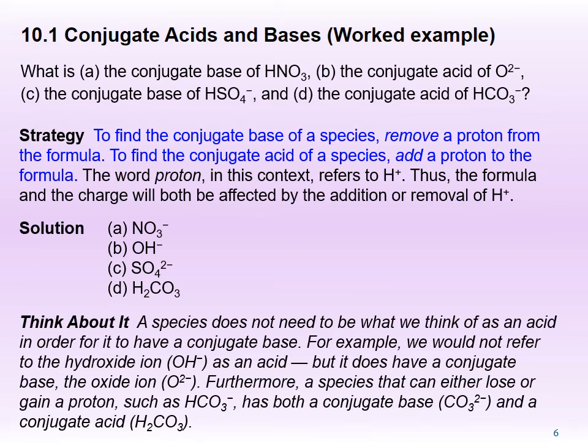A species does not need to be what we think of as an acid in order for it to have a conjugate base. For example, although we think of the hydroxide ion OH- as a base and not as an acid, it is possible to think of it as an acid. After all, it does have a conjugate base, the oxide ion O2-. In addition, a species that can either lose or gain a proton, such as HCO3-, has both a conjugate base, CO3 2-, and a conjugate acid, H2CO3. Thus, hydrogen carbonate, like water, is amphoteric.